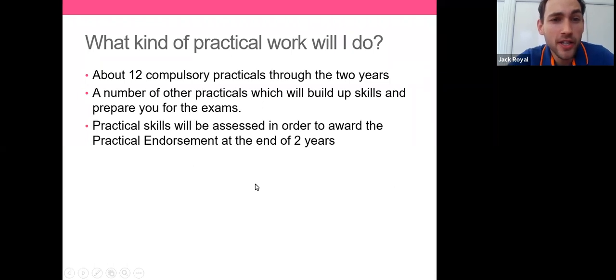As with biology, there are 12 required practicals throughout the 2 years. We build on these practicals, and at the end of the course, you get your grade in A-level chemistry or A-level biology and a pass or a fail in the practical component. Most students do get the pass in the practical component. It's just about making sure you've got those skills, again, to help you to progress to university.